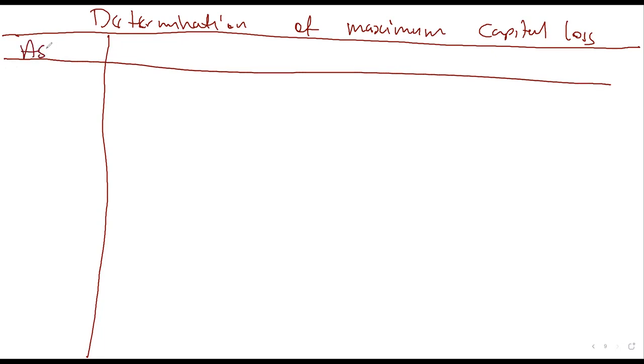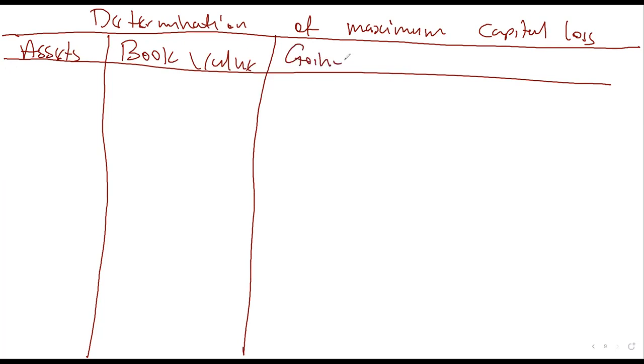Right here, assets. Right here, book value or carrying amount. Right here, going concern value. Right here, maximum loss.